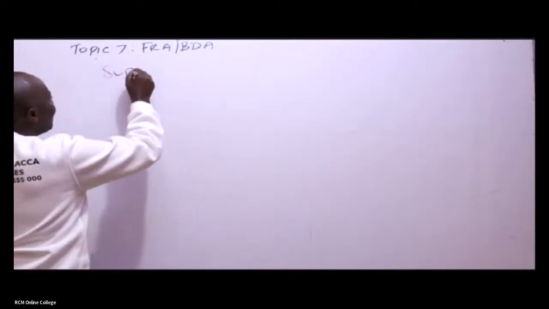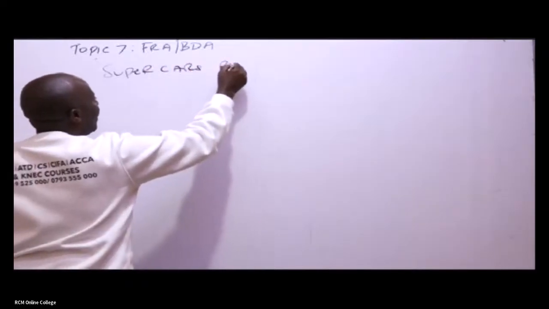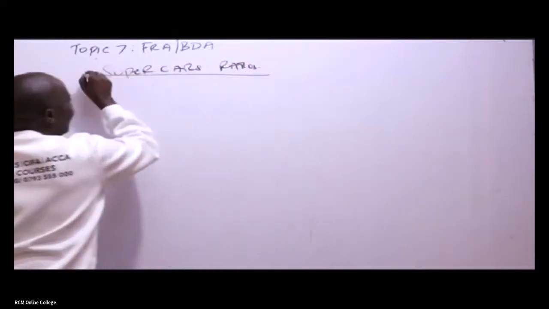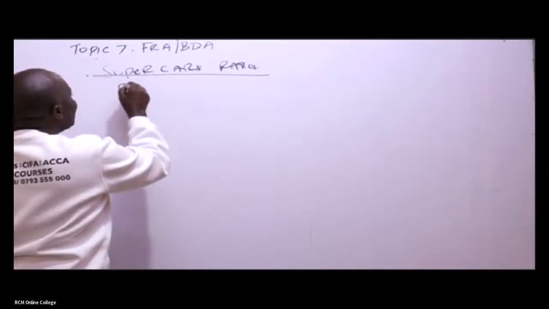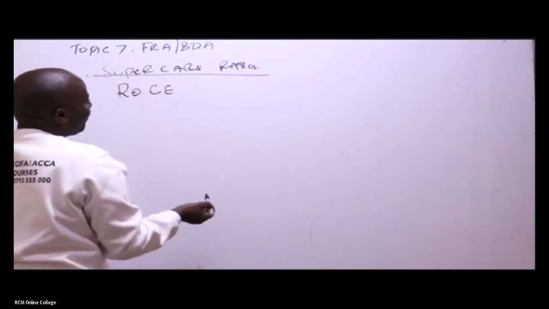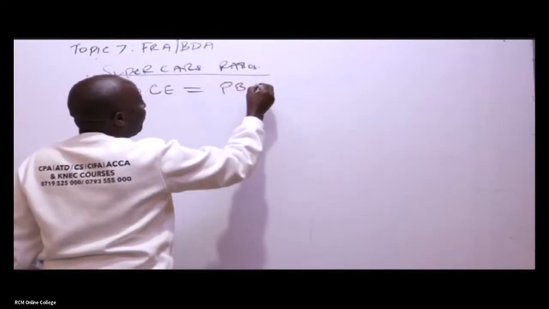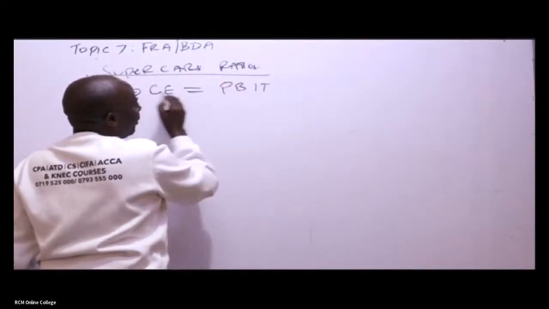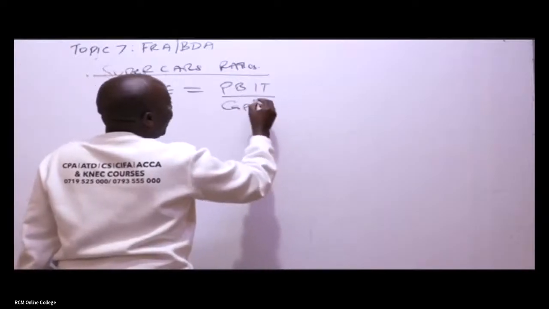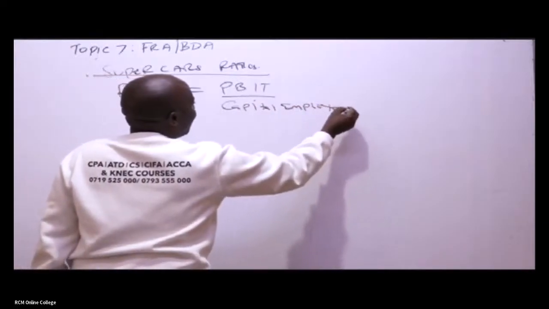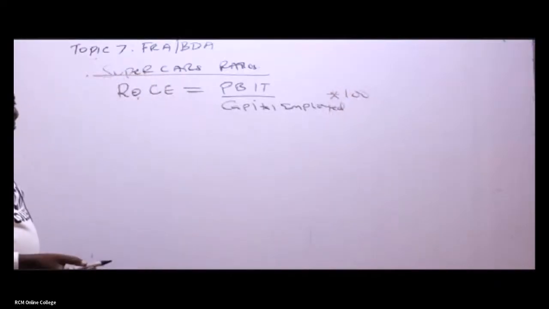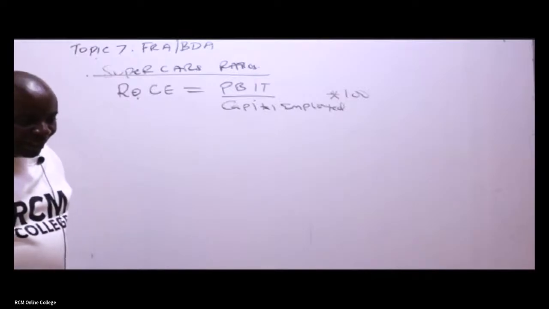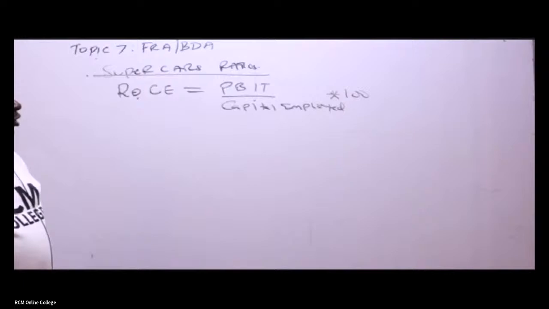So we have, ladies and gentlemen, in this case, Supercars, ratios. So we have here return on capital employed. It is simply ROCE. How do I get ROCE? It is PBIT, operating profit, over capital employed, times 100. Don't say times 365. This is not a period. When we mark these papers, we normally see great things. So PBIT over capital employed.